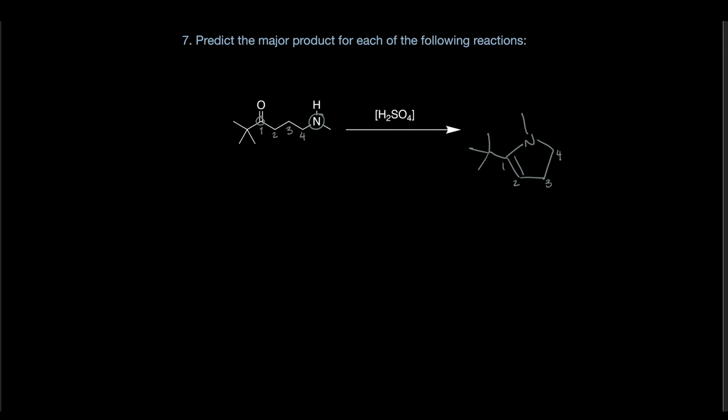Now we notice we have 2 alpha carbons. Now we could deprotonate a hydrogen from this carbon or this carbon over here. But you'll notice this one is more substituted. This would give us our major product.